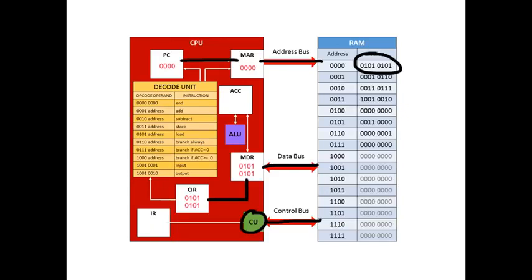At this point, the instruction has been fetched, so we can now increment the program counter to be ready to fetch the next instruction. So here the program counter now contains the value 1. It's been incremented by 1.